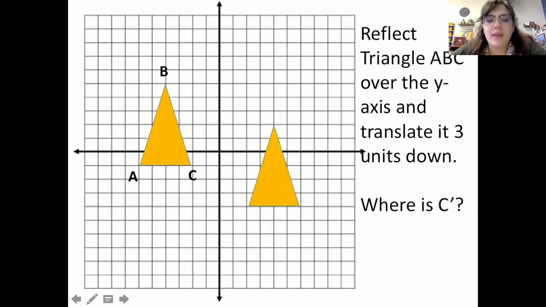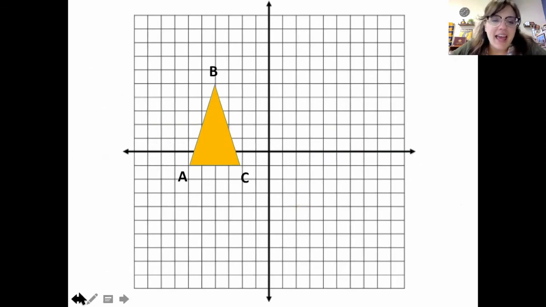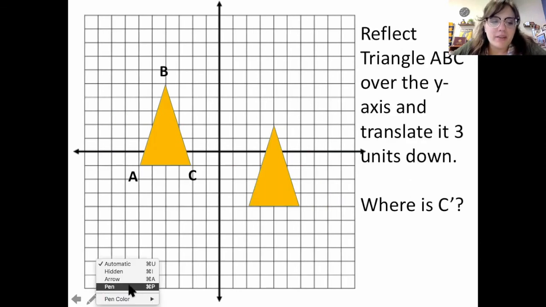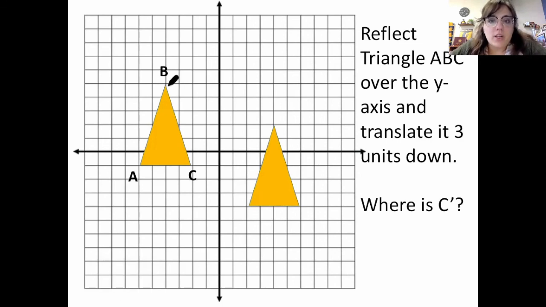Ooh, here we have a tricky one. Reflect triangle ABC over the y-axis and translate it 3 units down. So, I'm going to do that one for you. How do you get it to go? It just showed up. Okay, it's not going away. If I go back, it's still there. Okay, that's okay. So I'll show you how we got that.